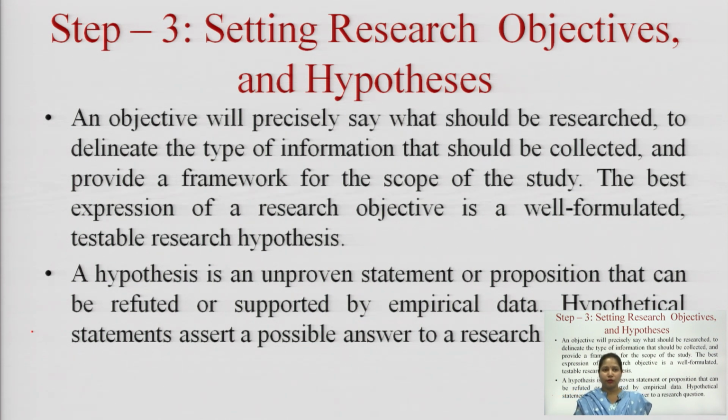What does the research objective mean? What type of information? By setting the research objective, you will get to know what type of information you are going to collect, what type of data you are going to choose, and what type of sample you are going to select. So it will provide you the framework for the scope of the study, and on the basis of your objective, you can also formulate the hypothesis. So what is the hypothesis? A hypothesis is an unproven statement or proposition that can be reflected or supported by empirical data.